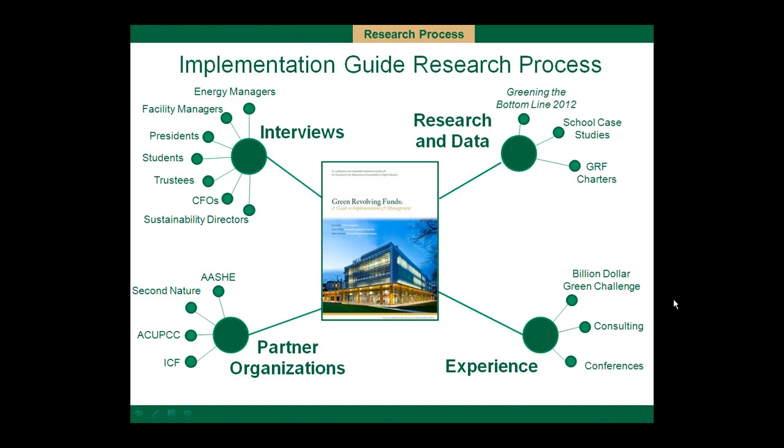I just wanted to talk a little bit about the guide and the process that we used to come up with this resource so folks know where we're getting our data. We drew on a lot of different areas to put together this implementation guide and a lot of the insights that you'll learn about today in the webinar: interviews with stakeholders, and there's some types listed here that are running green revolving funds at various types of colleges and universities across the US and Canada. We also used research, including Greening the Bottom Line, which is a census report about all of the green revolving funds in higher education, as well as the experience of folks that have implemented green revolving funds themselves and who were authors on the guide.